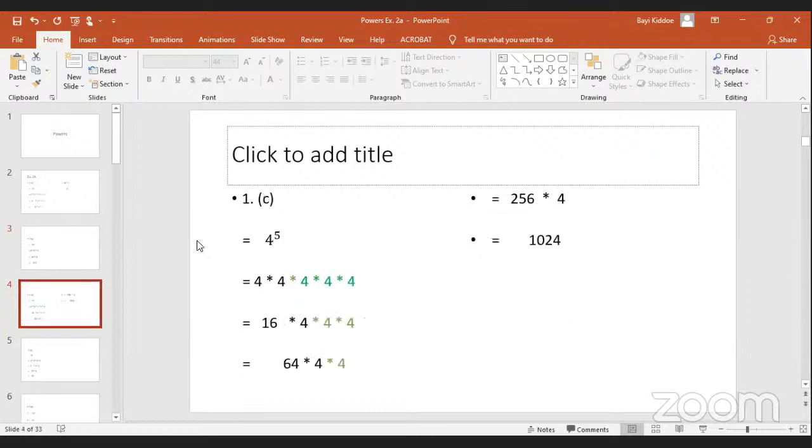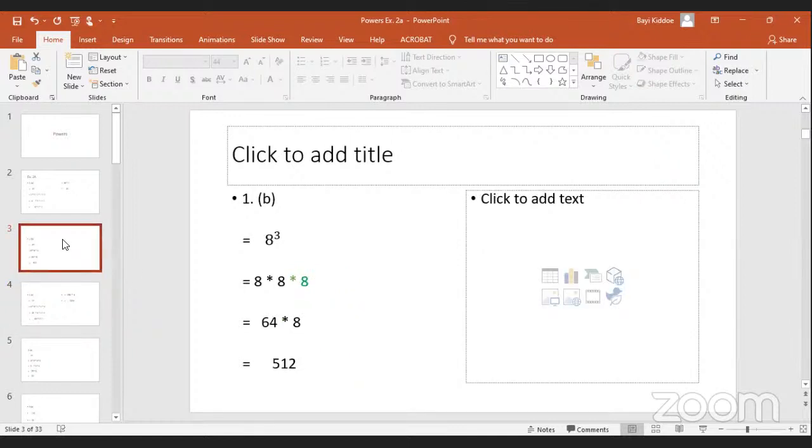All right, number 1C. So you have 4 to the 5th power. Before I continue, all of you have access to the exercise, right? No, sir. Oh, okay. All right. Does everybody have a phone?